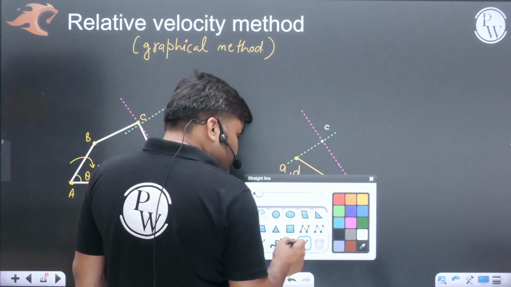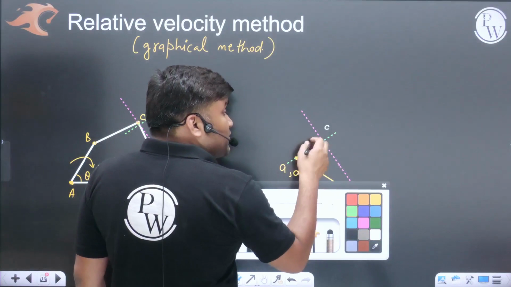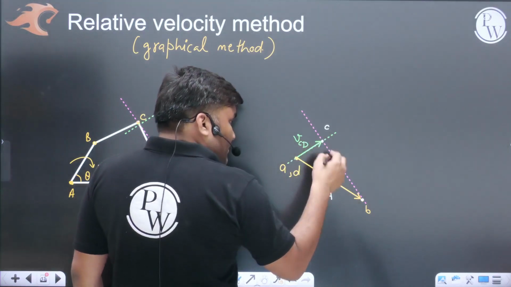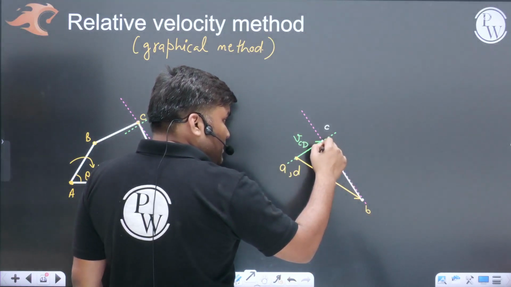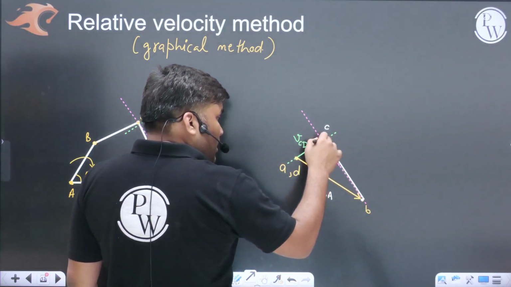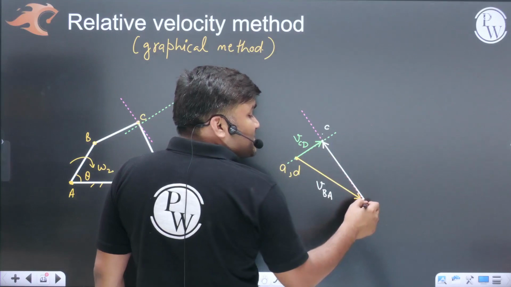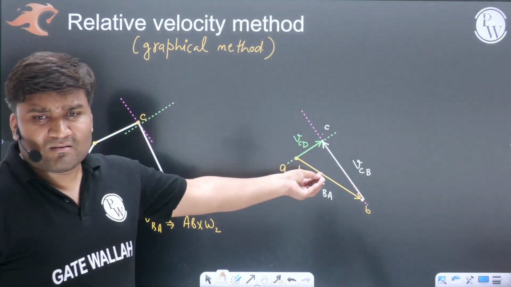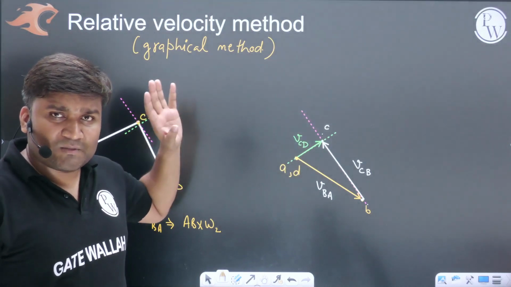Draw a vector in this direction. What will you call it? You will call it the velocity of point C with respect to point D. Point C is known, point B is known. Draw a vector, somewhere like this. Draw a vector. What will you call this vector? This is the vector which is the velocity of point C with respect to B. Getting a point? Once you have drawn this velocity triangle, whatever the unknown velocities were, you can easily calculate. Getting my point? This is how we draw the velocity diagram.